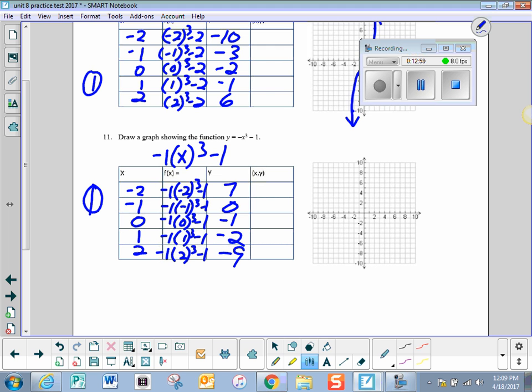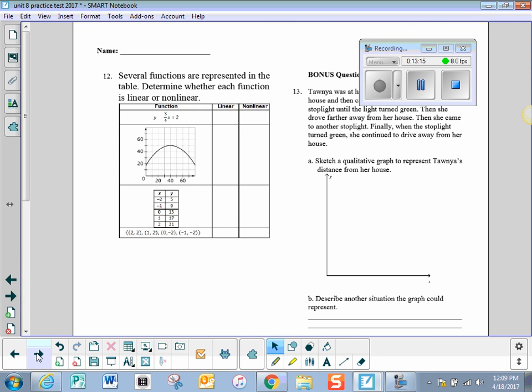So we have negative 2, 7. We have negative 1, 0. 0, negative 1. 1, negative 2. And 2, negative 9. I didn't do bad. Okay? And the last page.